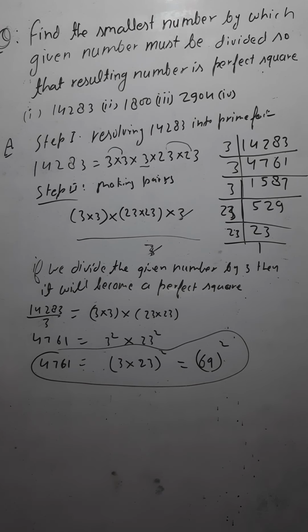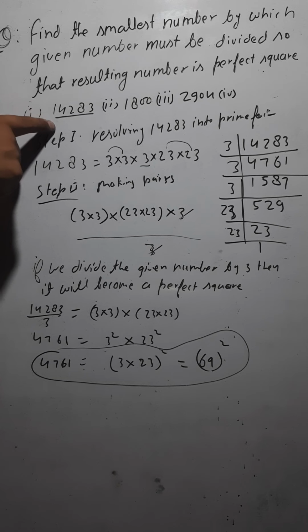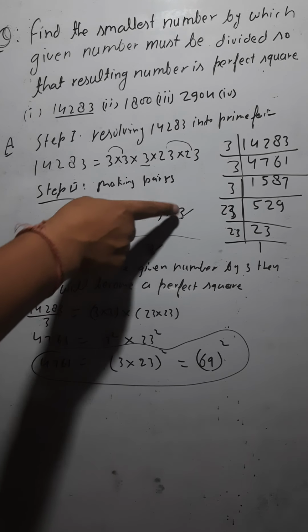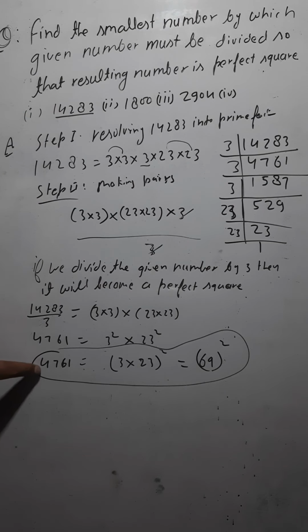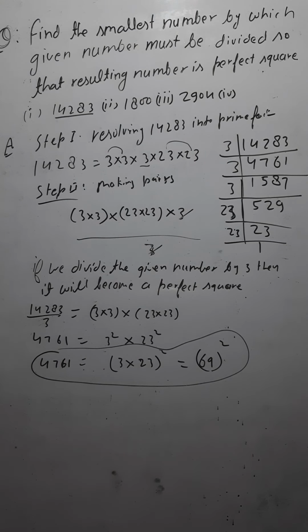Okay, so right now it is not a perfect square. If you want to make it a perfect square, you would divide it by 3, because the smallest number that we are getting is 3. So if you are dividing it by 3, you are getting 4,761, which is a perfect square of 69. Are you getting this? So this is how we would solve the given question.